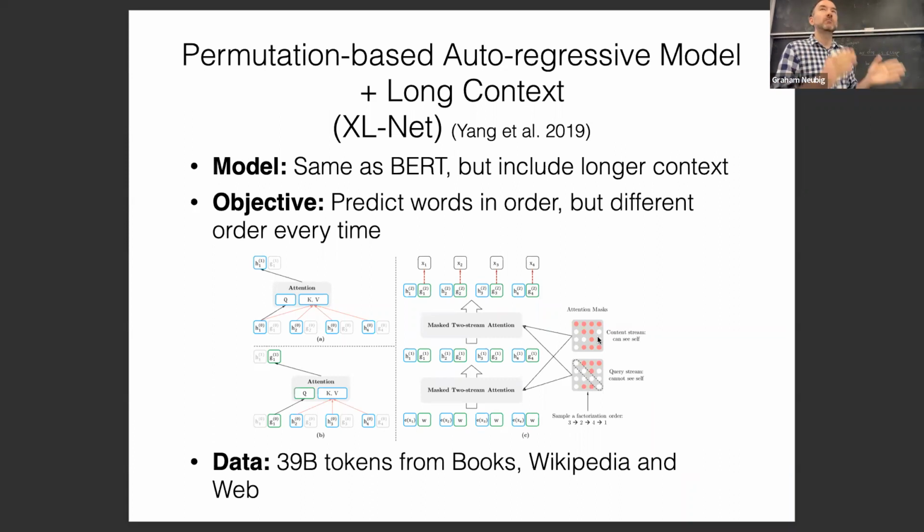It's shuffling the prediction order of the words, but it's not shuffling the positional embeddings. So you still know the original order of the words when you make the predictions. Yeah. Okay.